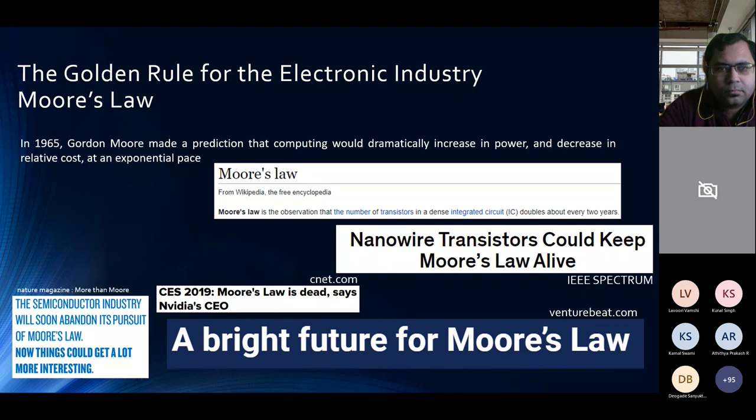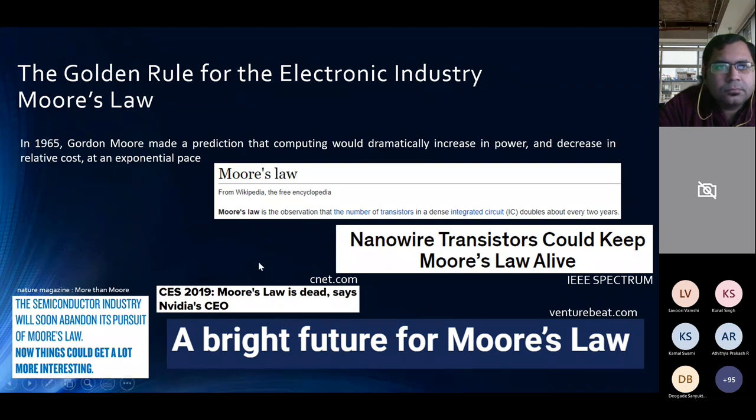We can integrate more and more transistors with a smaller and smaller footprint. If you can pack in more transistors, you can pack in more functionality, and you get more and more complex systems at your avail. So that has been the driving factor for all the innovation we have seen in the electronic industry. Of late, there have been concerns. There are a lot of notable people who have said, well, Moore's law may be dead.